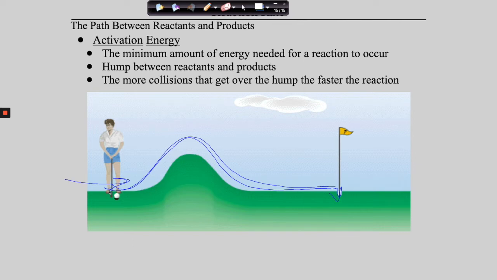And so what can we do then to make the reaction go faster? We're going to talk about this more in a minute. We can increase the magnitude of the collisions, hit harder, or we can increase the frequency of the collisions, make them hit more often.